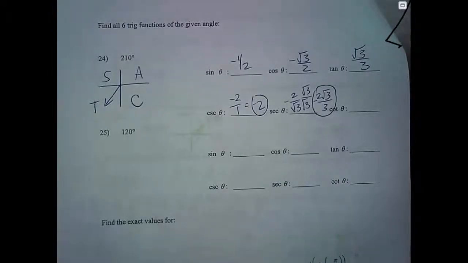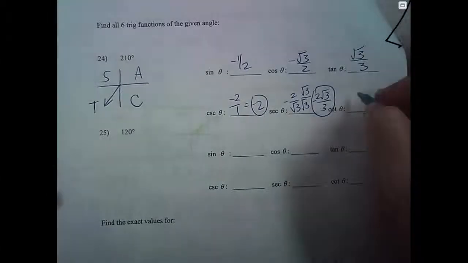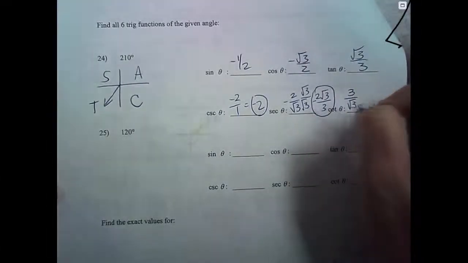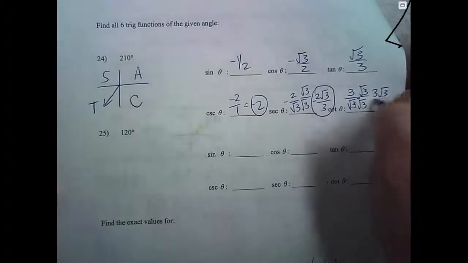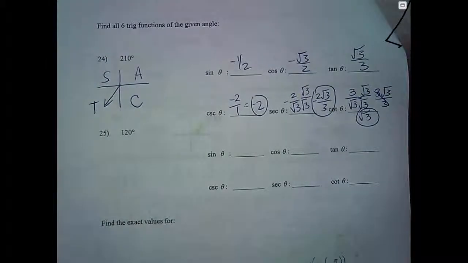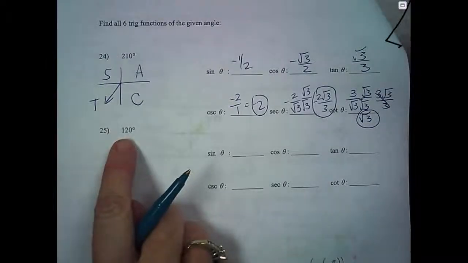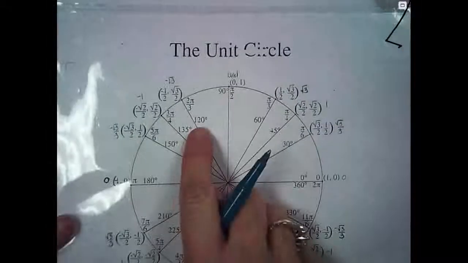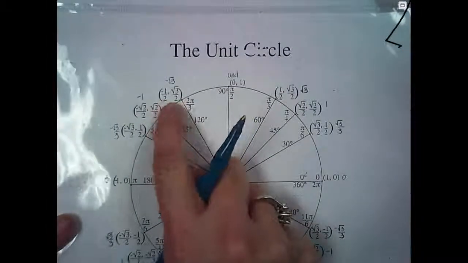I'll give you a second to flip cotangent. Try it. Find cotangent. You take 3/√3, multiply them both by √3/3. √3/3, and they cancel. Pretty good? Now later on you can come back and do 120 degrees. Right? 120 degrees is in quadrant 2, so they're right here.